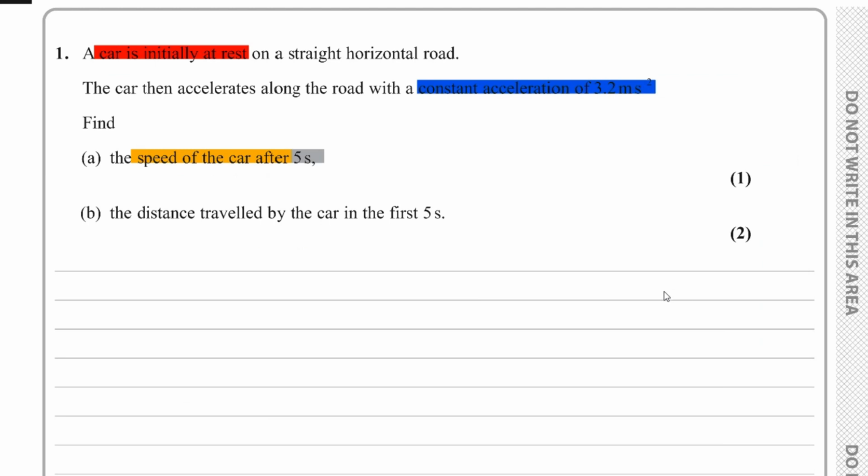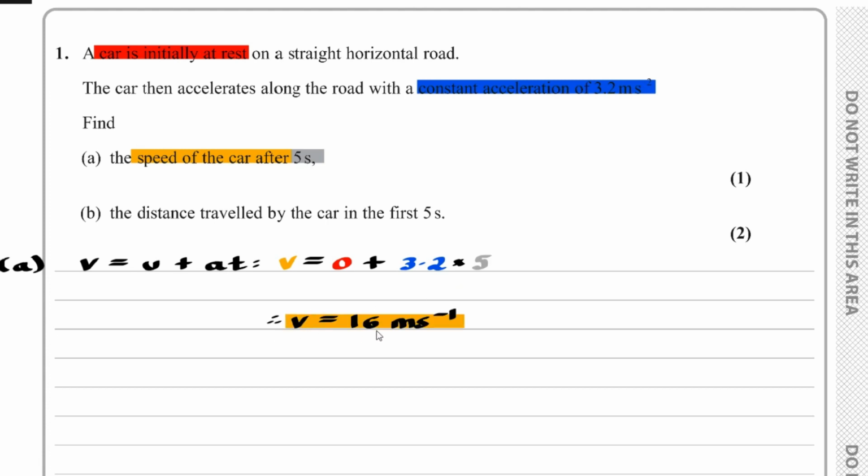So, for part A, using v equals u plus at, v is what we are finding, and this is equal to u, which is 0, plus a, which is 3.2, multiplied by t, which is 5, and therefore you will find v to equal 16 meters per second.